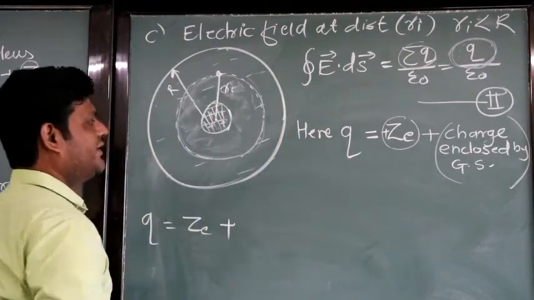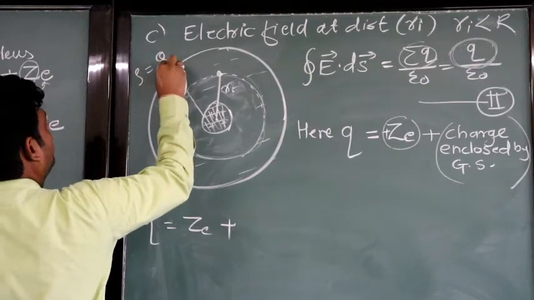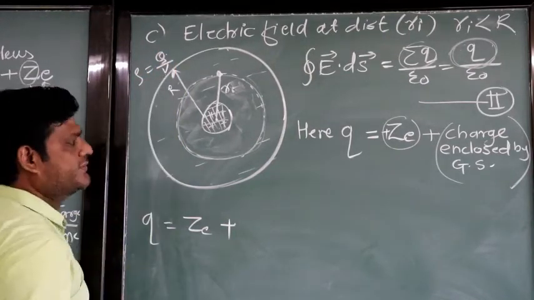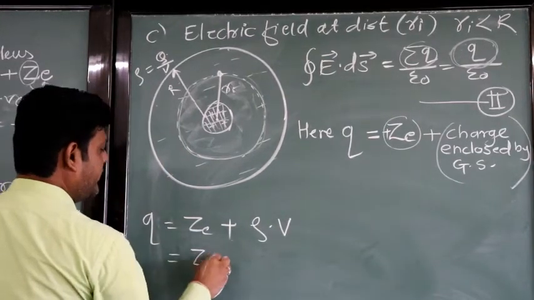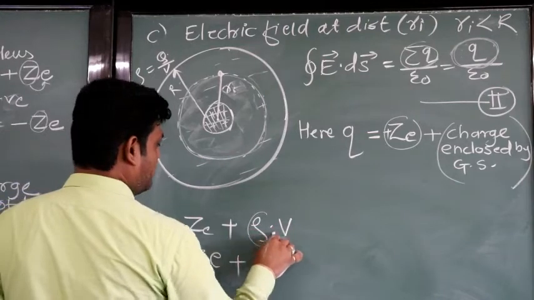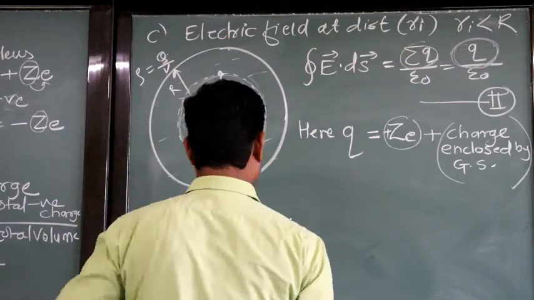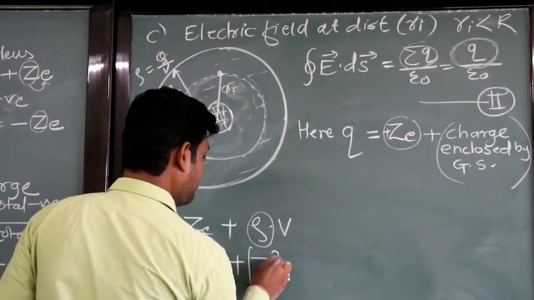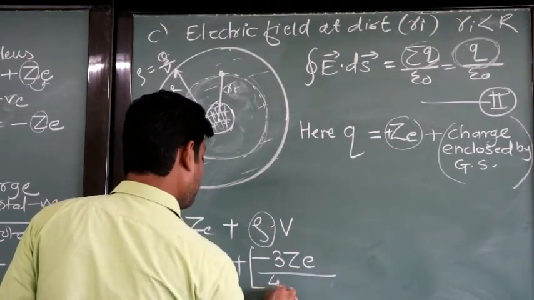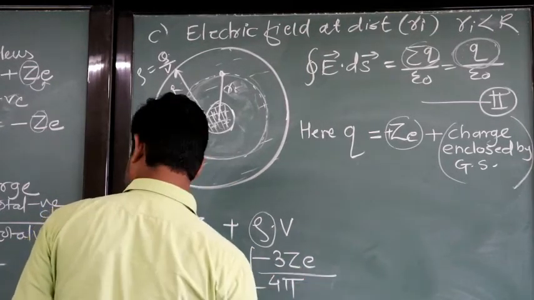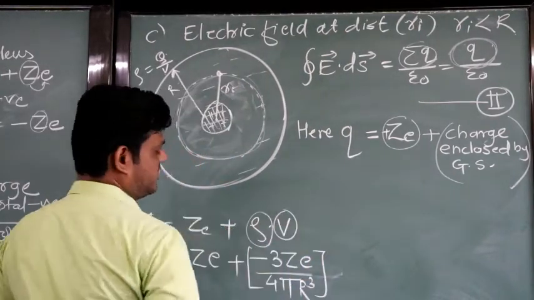How can we calculate it? We know rho equals charge per unit volume. So q equals rho into v. Correct? Ze plus, what is the value of rho? That we have already calculated on the first board. Rho equals minus 3 Ze divided by 4 pi R cube, into the volume of the Gaussian surface.